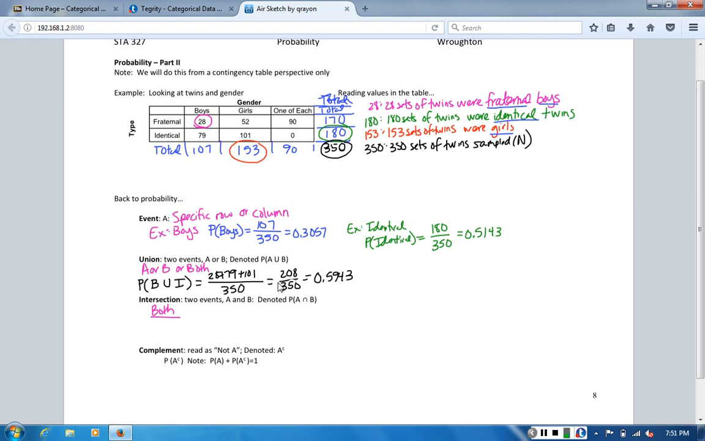So if I wanted to find the probability of being boys and identical, or that intersection here, I'm going to take my boys column, my identical row, and figure out where those intersect. Well, it's just that 79 on the top out of our 350 that we sampled. Which was a little bit more than a 22% chance.